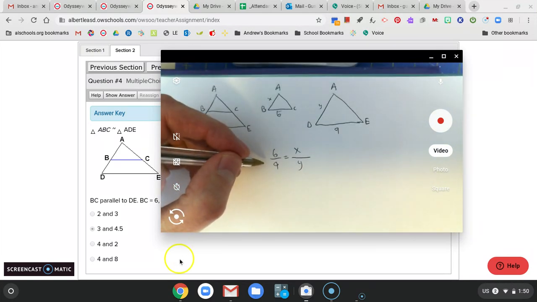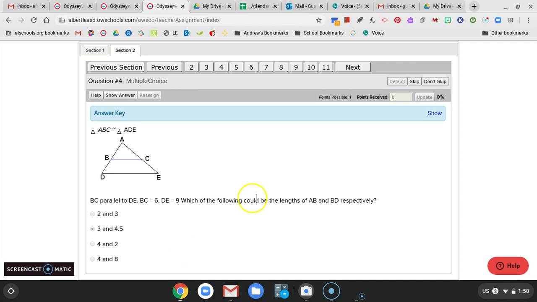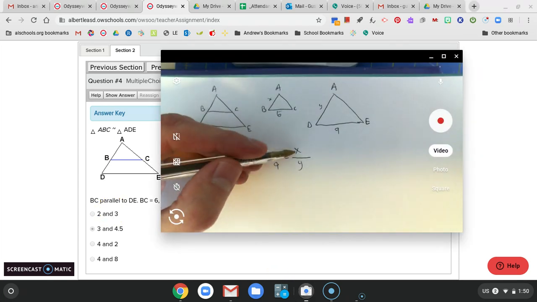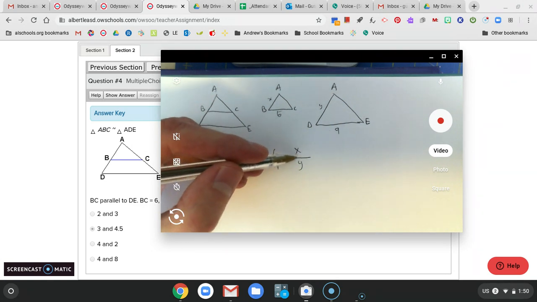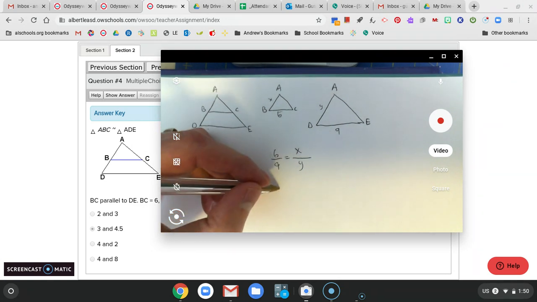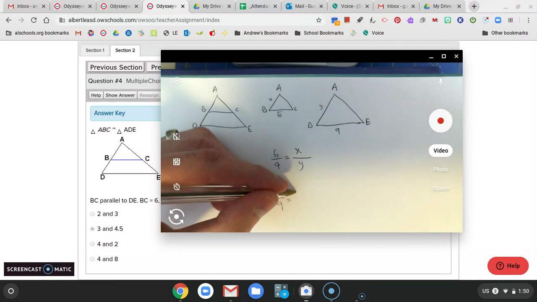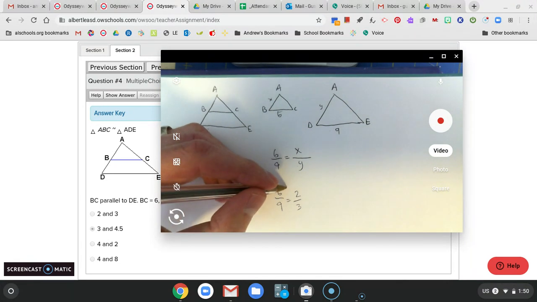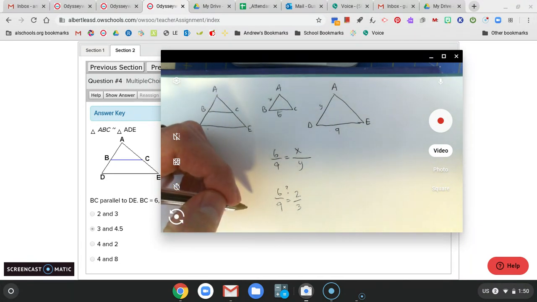Going back here. Which of the following could be the lengths of AB and AD respectively? Let's try 2 and 3. It's the first one. If this is true, that means that if I put 2 here and 3 here, that should work. Let's see, 6 over 9, 2 over 3. There's a couple of ways you could try to do this to see if that's true. If that's true, then it's got to be problem A.